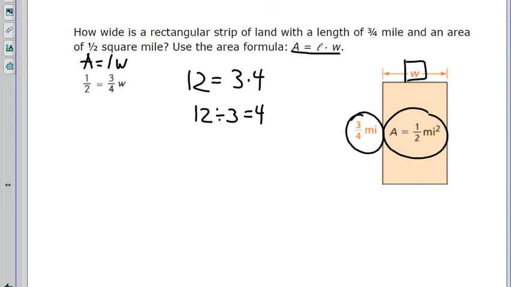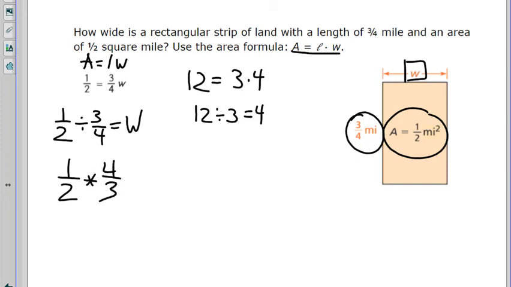We could do the same here, where we have 1/2 divided by 3/4, and I'm left with my W. Well, now we just have to crank through it. So we have 1/2 times the reciprocal, and that's going to equal 2/3, and in this case we have miles.